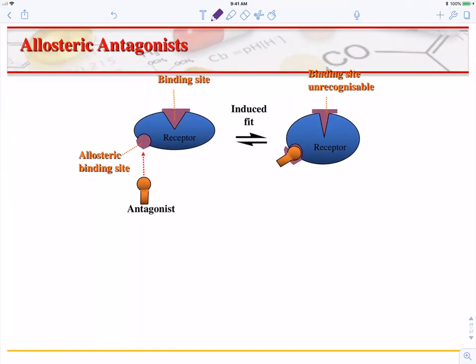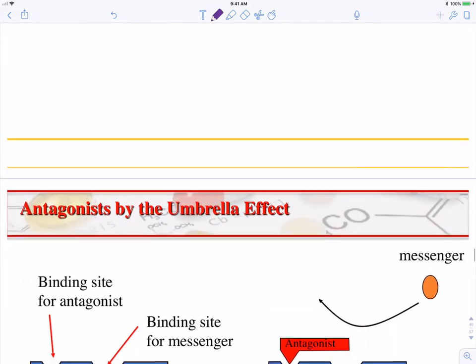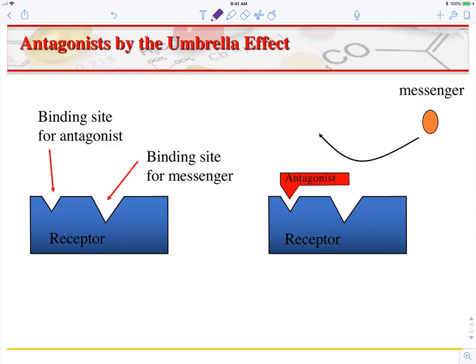We can also have allosteric antagonism, and that basically reflects what we've seen with enzymes. So we have a change in the receptor conformation that then prevents binding to the natural ligands. Another type, or a subtype rather, of allosteric inhibitors are those that sterically interfere with binding to the messenger site. So binding of the antagonist blocks a neighboring binding site, blocks the binding site for the messenger by sterics.